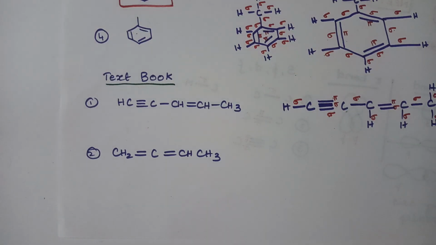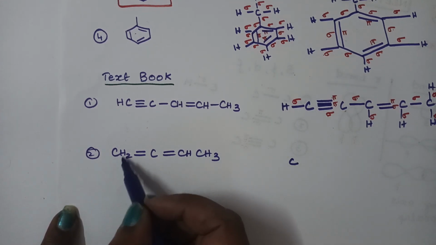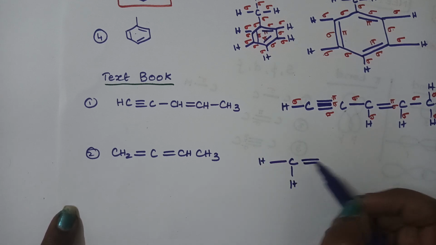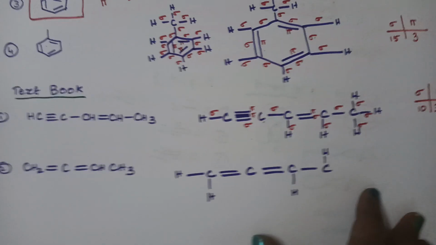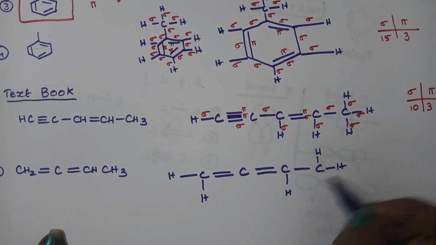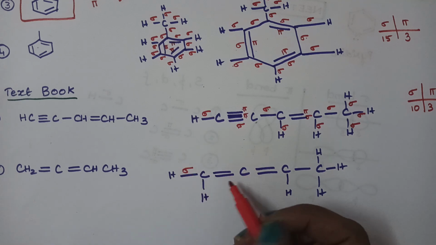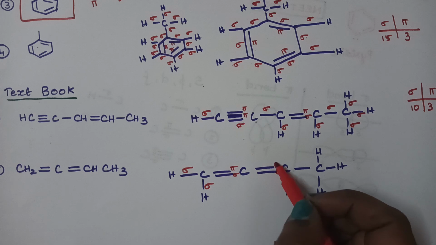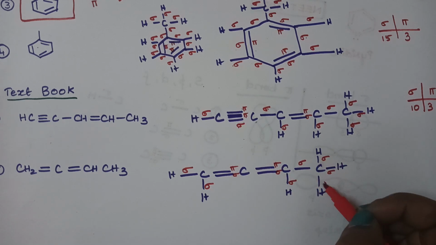Second question. So carbon, 2 hydrogen atoms are there. Hydrogen, double bond, carbon, hydrogen, hydrogen. 1, 2 and 3. So now this is sigma bond, pi bond, pi bond. This is sigma, and all these are sigma bonds.